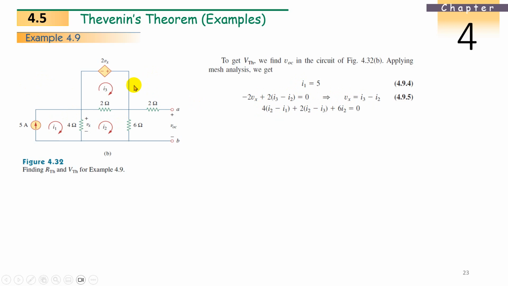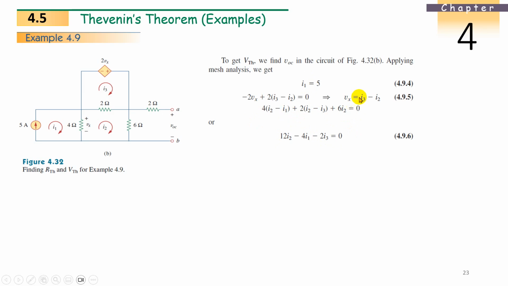Now third loop: 4 times I2 minus I1, plus 2 times I2 minus I3, plus 6I2 equal to 0. Now solve this equation. 12I2 minus 4I1 minus 2I3 equal to 0. You just rearrange this equation, you will get 12I2, I1 and I3, one equation. I1 equal to 5, another equation. Substitute I1 here. Then we need I3.